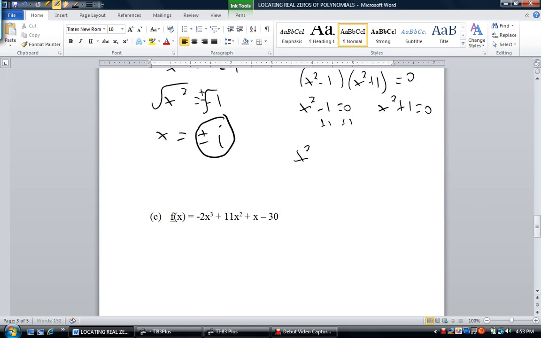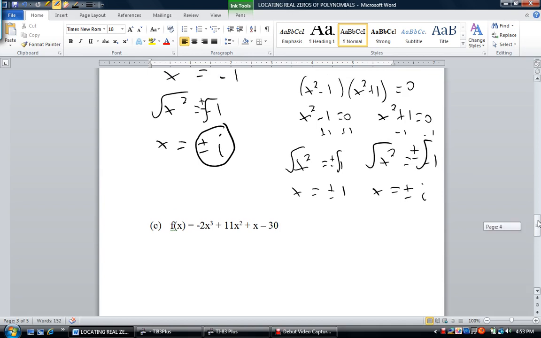And you get x squared equals 1. Square root both sides. Don't forget plus or minus. And you get x equals plus or minus 1. Then here you subtract 1. And you get x squared equals negative 1. Square root both sides. Don't forget plus or minus. You get x equals plus or minus i. So you could have done it that way too.